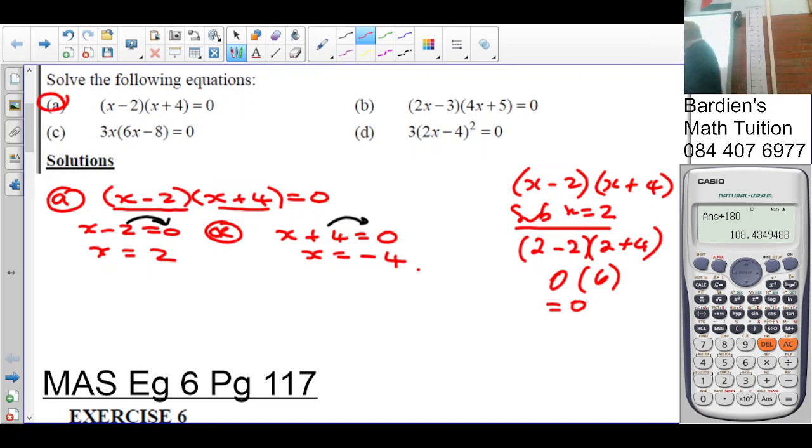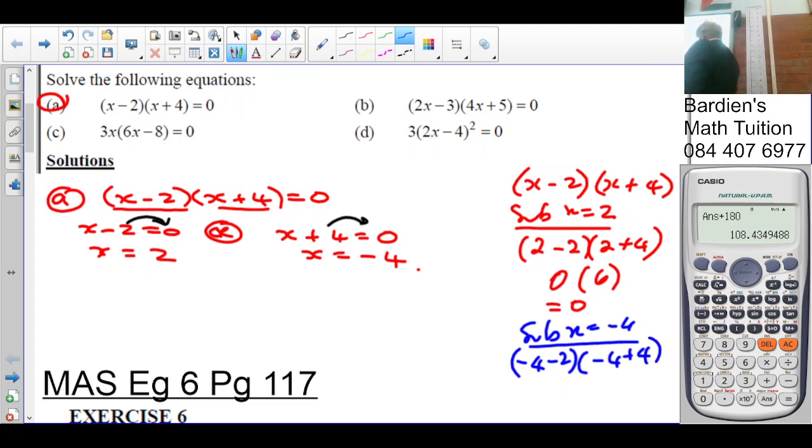Can you see that? What will happen if I substitute x is equal to negative 4? There's going to be negative 4 minus 2 times negative 4 plus 4. X is now negative 4. So that's going to give me negative 6 times 0. What's negative 6 times 0? 0. Can you see that? So by setting each factor equal to 0, I make that equation true, or I solve the values for x. If you choose any other value for x, it won't be true for that equation.